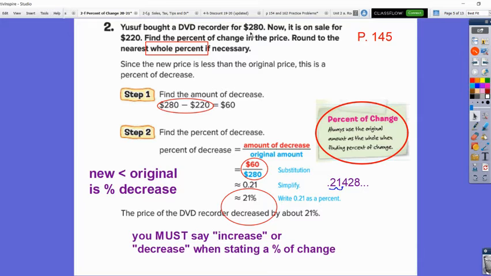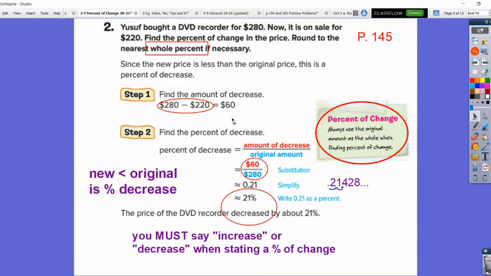Another example: you bought a DVD recorder for $280 and now it's on sale for $220. What is the percent of change in price? Round to the nearest whole percent, it says in the directions. So we find out how much the price changed. It was $280, now it's $220, so it went down by $60. That's the change, or the decrease in price, $60.